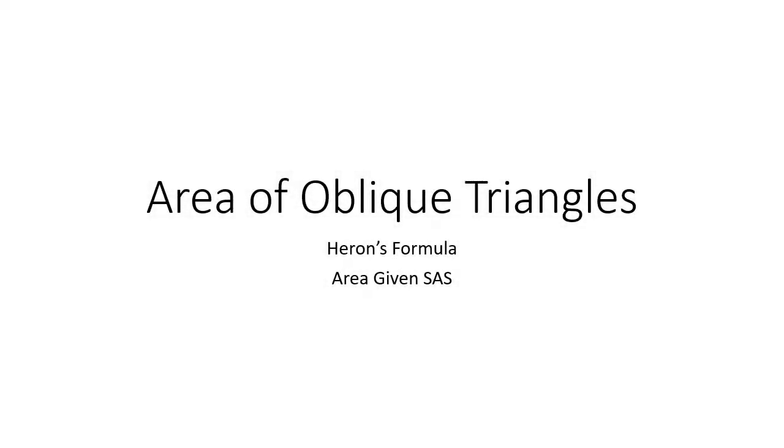All right, we're taking a look at the area of oblique triangles. Oblique just meaning not a right angle triangle. So it's a little bit more difficult to do the half base times height method. We're going to look at Heron's formula, and we're going to look at area given side angle side, otherwise known as the sine area formula.